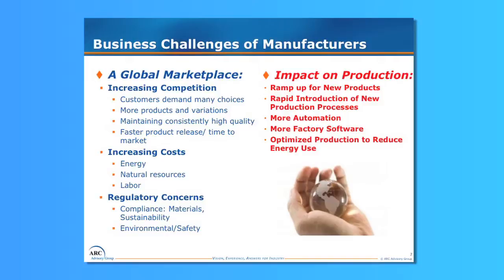Across the board, costs are increasing pretty much everywhere you look: energy, natural resources, labor. Margins are shrinking. And to add to the complexity, when we take a look at regulatory concerns, manufacturers have to comply with local regulations and standards across the board.